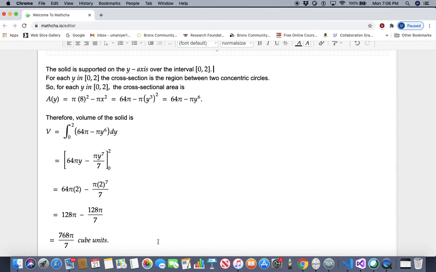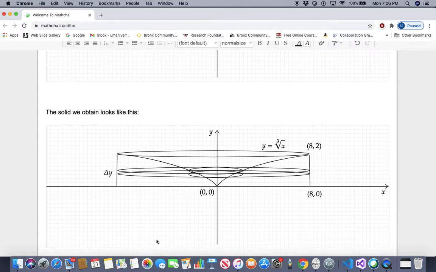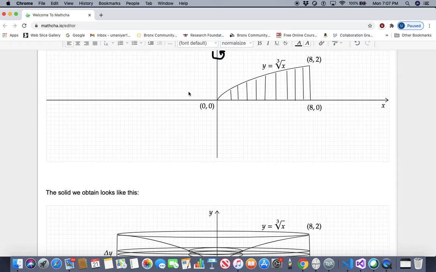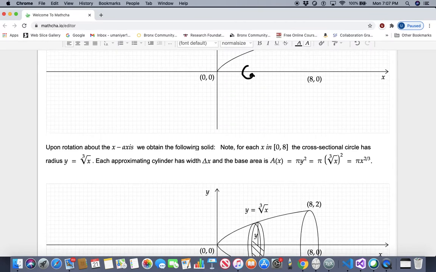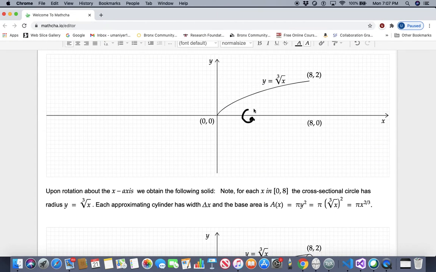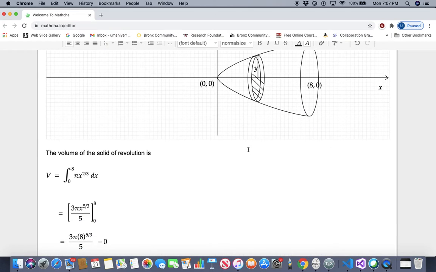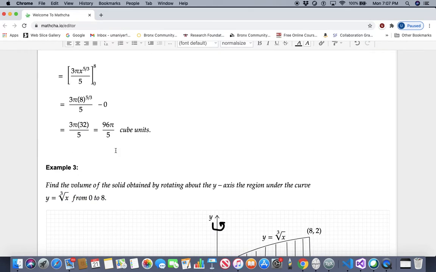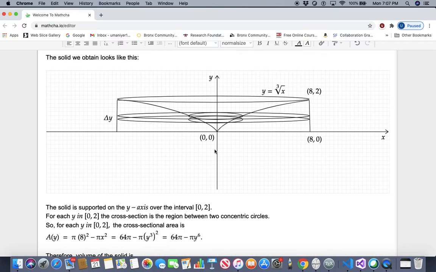So notice the difference between this problem and the previous problem. In this problem, we went about the y-axis. In the previous problem, we went about the x-axis. And that gave us different answers, of course.